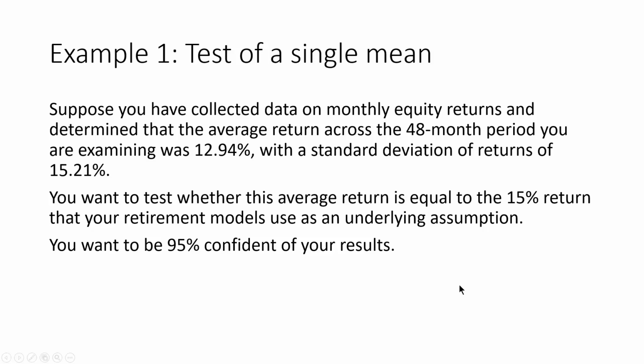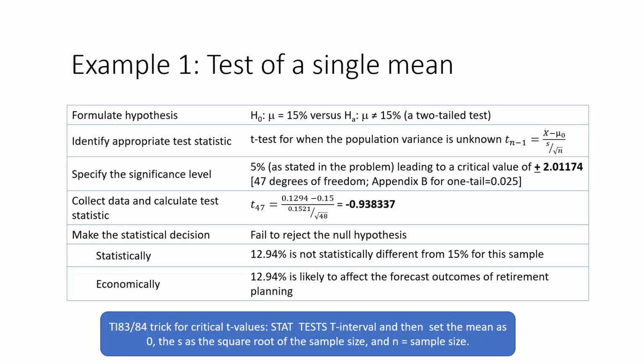So suppose we collected data on equity returns across a 48-month period, and we have a mean of 12.94% and a standard deviation of 15.21%. So we have a sample size of 48. And suppose you want to test whether this average return is equal to 15%. And you want to be 95% confident in your results, which means you're going to have a level of significance of 5%. So what we do is we construct the null hypothesis.